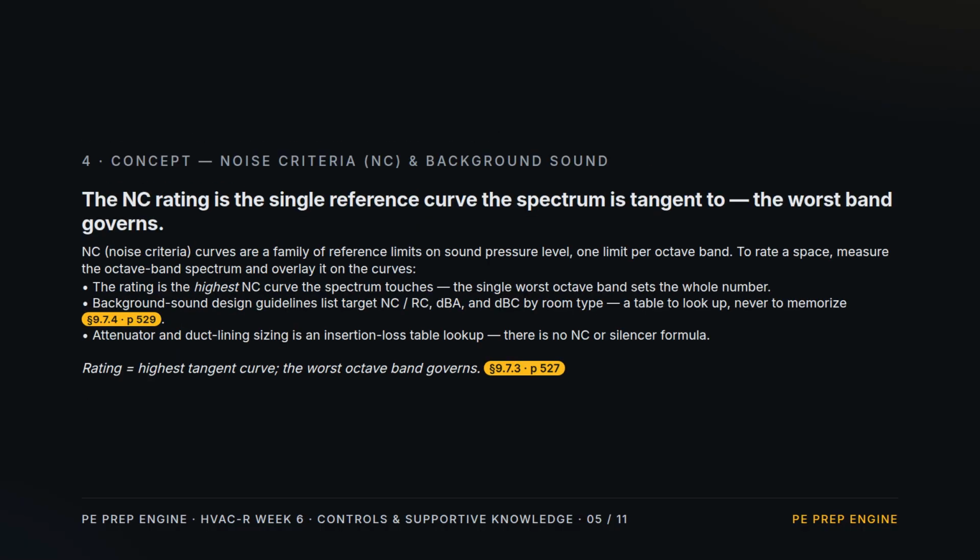Concept: noise criteria. The NC curves are a family of reference limits, 1 per octave band. You overlay a measured spectrum on them, and the rating is the highest curve it touches. So the single worst octave band sets the entire number, not the average. The background sound design guidelines give target levels by room type. That is a table you look up. And attenuator or duct lining sizing is an insertion loss table lookup. There is no NC or silencer equation to compute.